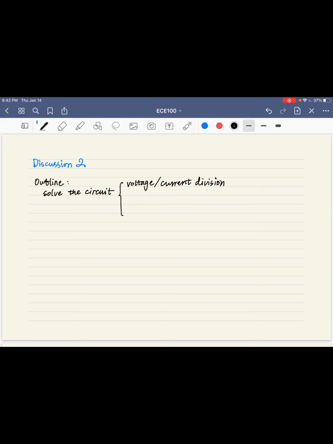The more advanced techniques will be node voltage analysis, as well as mesh current analysis. Besides this, you will also be able to do source transformation. And their more complicated name is to get the Thevenin or Norton equivalent circuit.